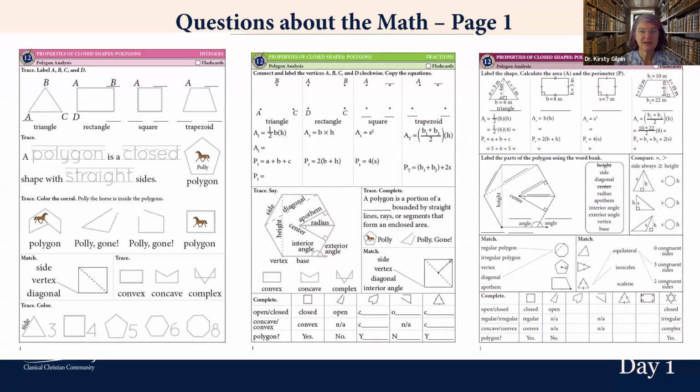And so here is our page 1 lessons. Are there any questions that you have about any of the math that's on these pages?